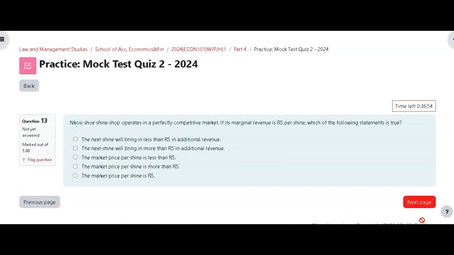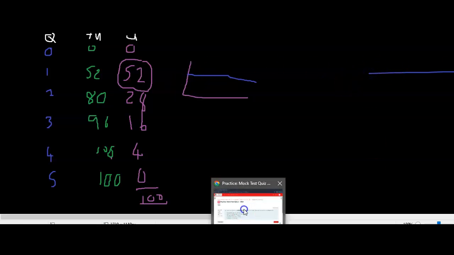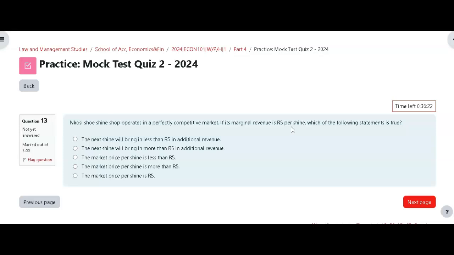Now the next question, question 13. Okay, so you need to understand what they're asking. Now, the keyword here is perfectly competitive market. If you look at your notes, perfectly competitive market, the marginal revenue. Okay, so what I want you to do is go look at the marginal revenue curve. If you look at the marginal revenue curve, it basically looks like this. A straight line, horizontal line, right? So keep that in mind. So if the marginal revenue is 5 Rand, which of the following statements is true?